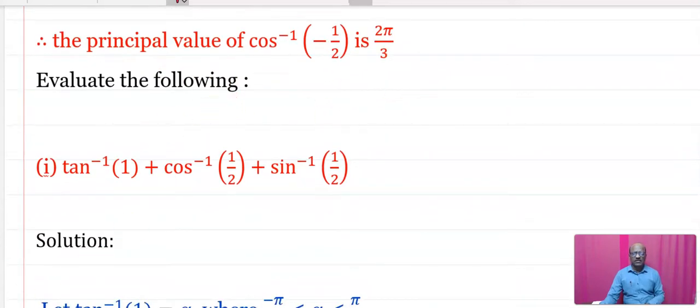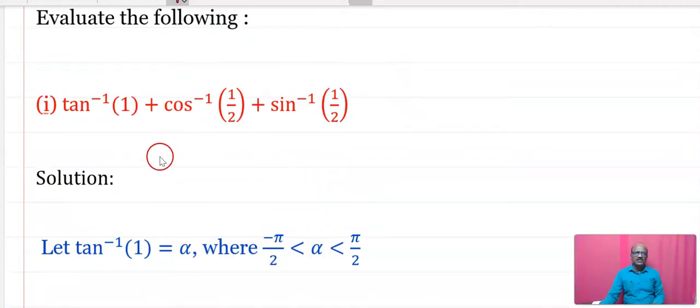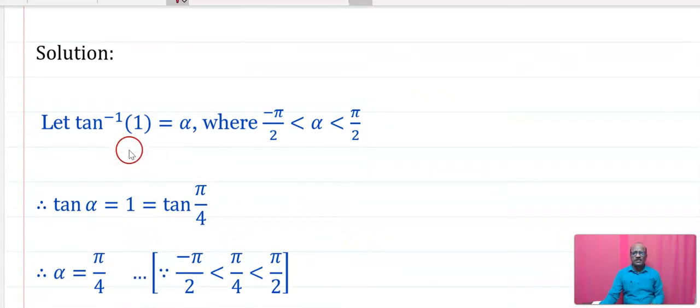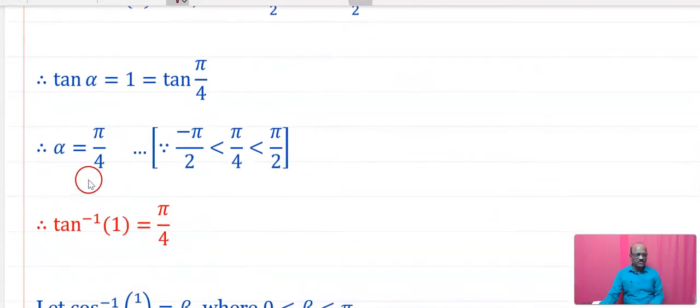Next, evaluate the following. Again, this is also simple. First, tan inverse of 1 is alpha, where alpha lies between minus pi by 2 to plus pi by 2. Therefore, tan alpha is equal to 1. 1 is the value of tan of pi by 4, and hence alpha is equal to pi by 4, and that's why tan inverse of 1 is pi by 4.